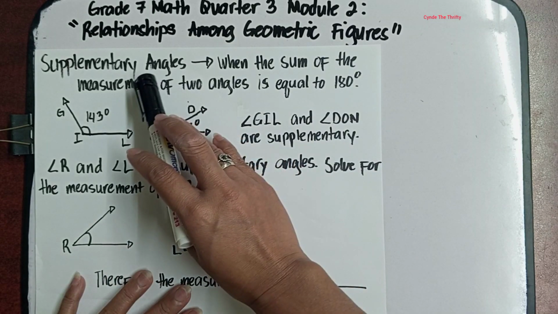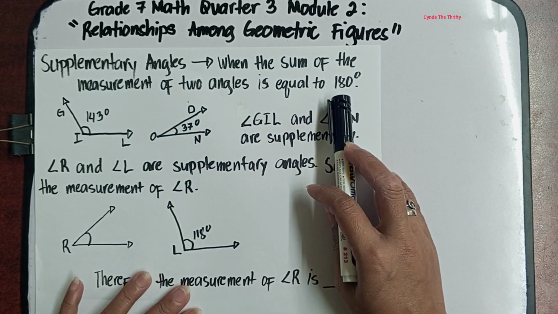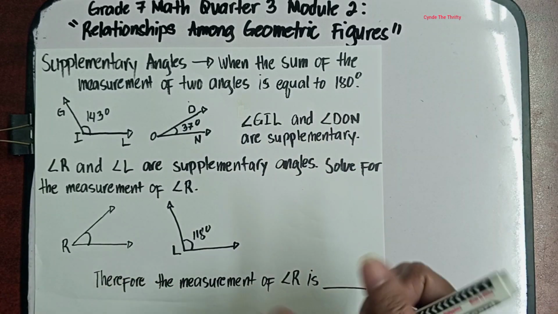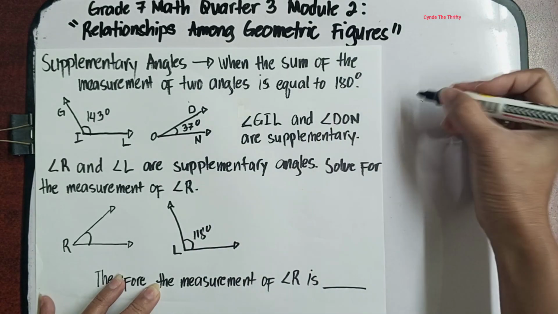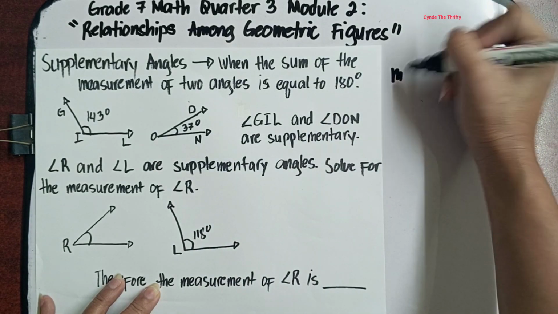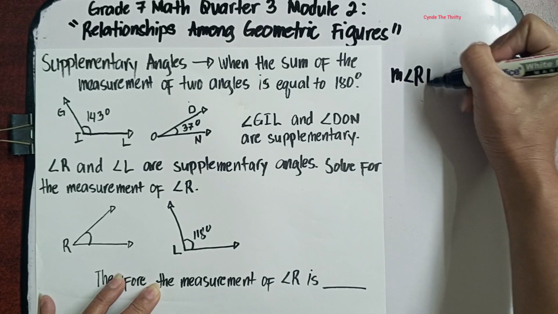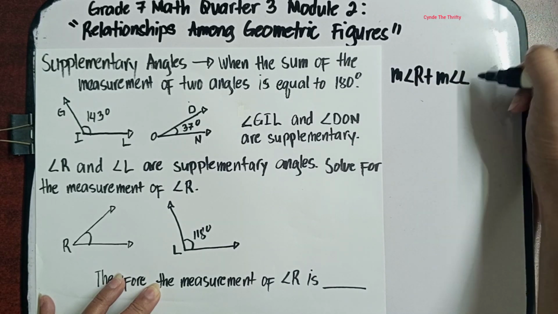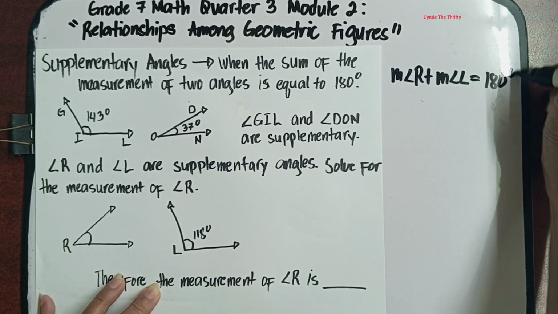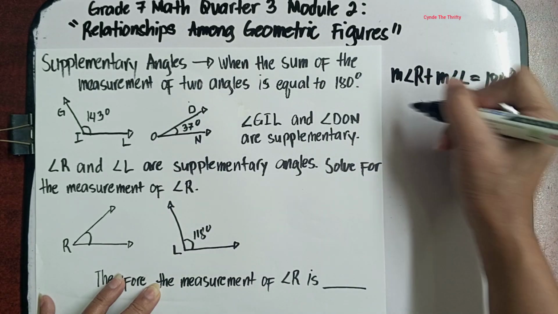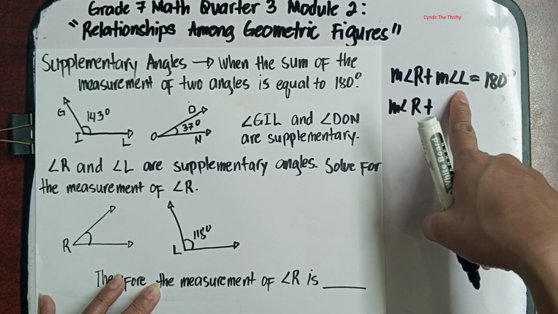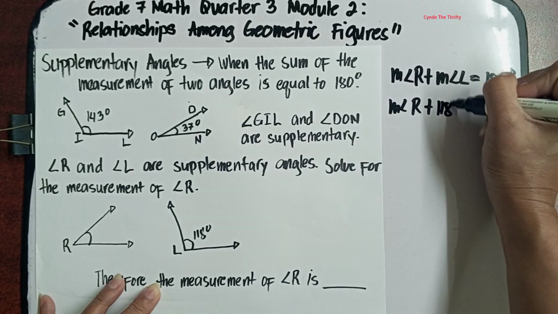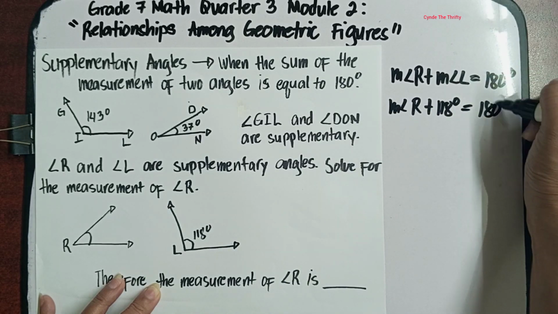Again, kapag sinabi mong supplementary, ang kanyang total ng kanyang sukat sa angle is 180 degree. So, ibig sabihin, si angle R at si angle L, kapag i-add natin, dapat ang kanilang sukat is 180 degree. Okay, so, measurement of angle R plus measurement of angle L is equal to 180 degree. Okay, so measurement of angle R plus, ano yung sukat ni angle L? 118 degree. Okay, so is equal to 180 degree.